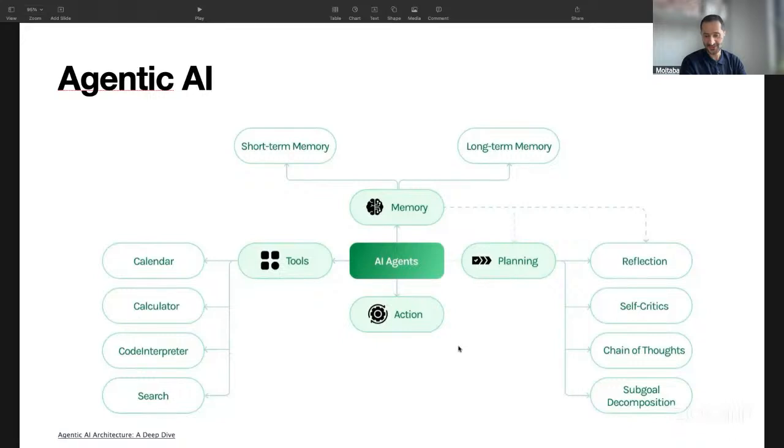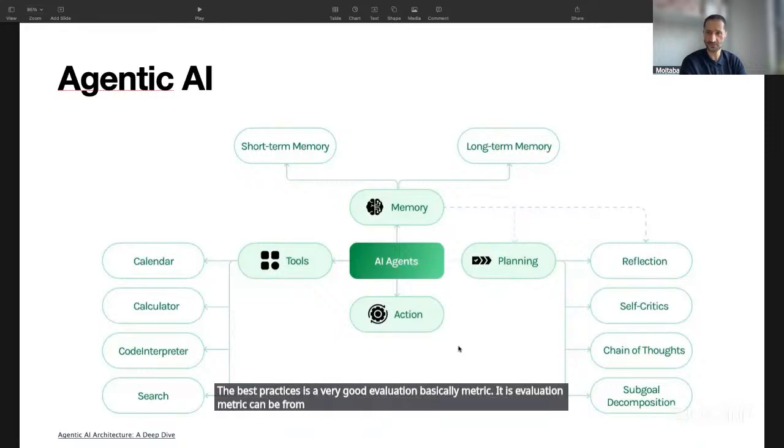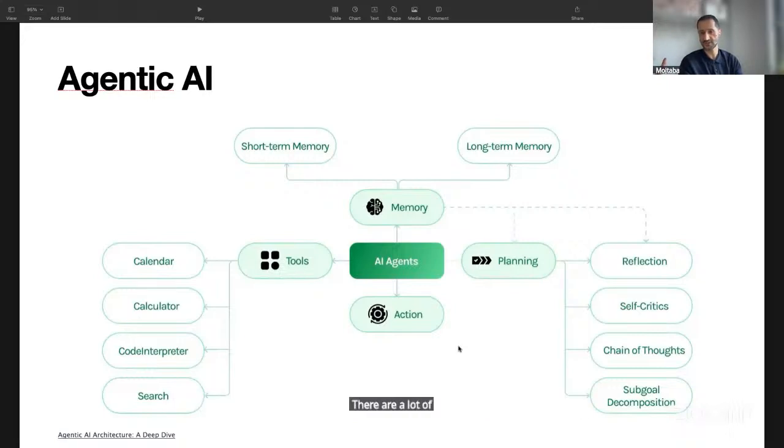The best practice is a very good evaluation metric. This evaluation metric can be from an LLM perspective. It can be from a business perspective. For LLM, and especially RAG, you have two important components: a retrieval part and a generation part. There are a lot of different metrics to evaluate the retrieval part and also the generation part.